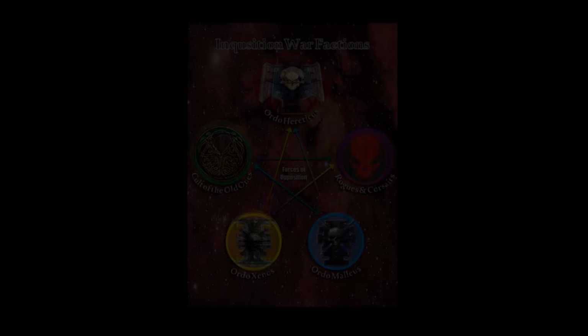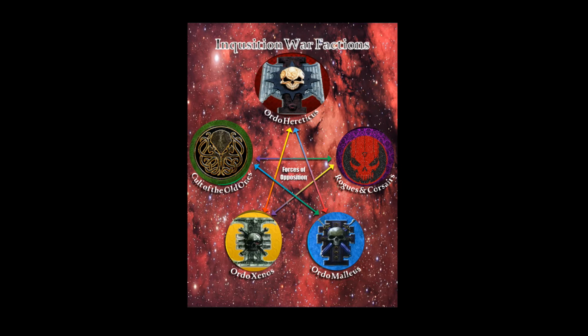So in the Inquisition War campaign, we have a total of 5 factions. Each faction is designated by a different color. Ordo Hereticus in red, Ordo Xenos in yellow, Ordo Malus in blue, the Cult of the Old Ones are green, and the Rogues and Corsairs in purple.